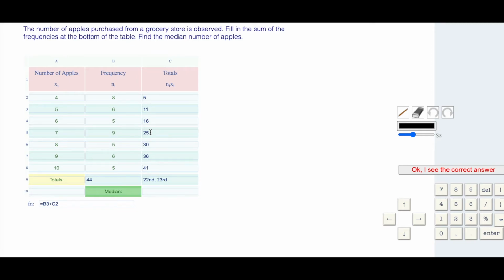17th to the 25th means that the 22nd and 23rd are in there. They are both going to be, there are 9 people that bought 7 apples. It's the 7 apples. 7 apples are our median number of apples. 7.